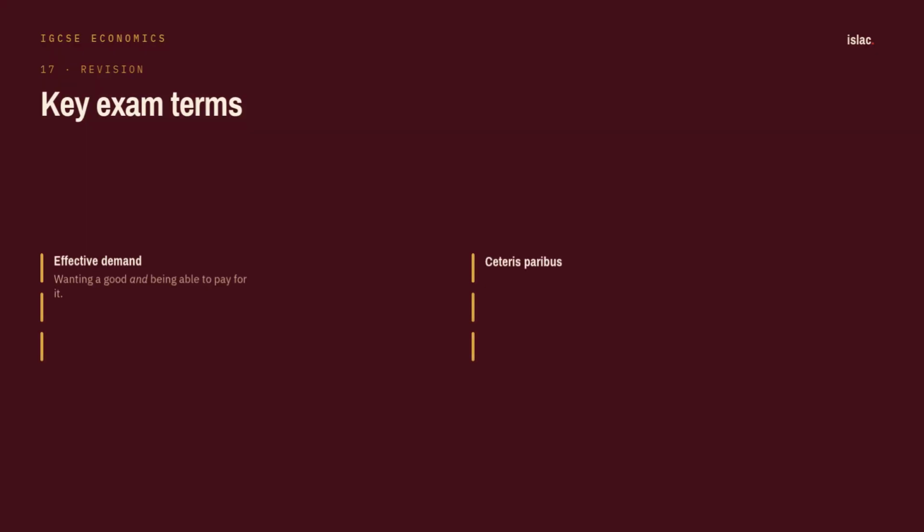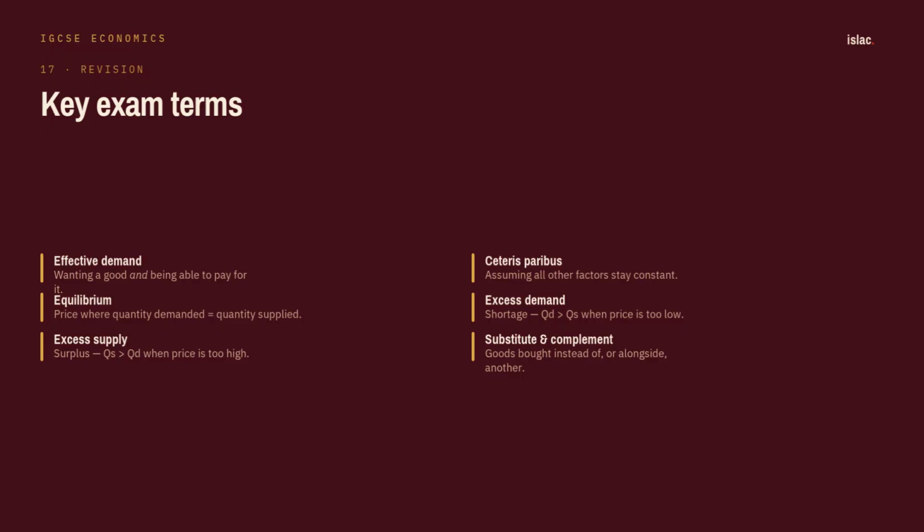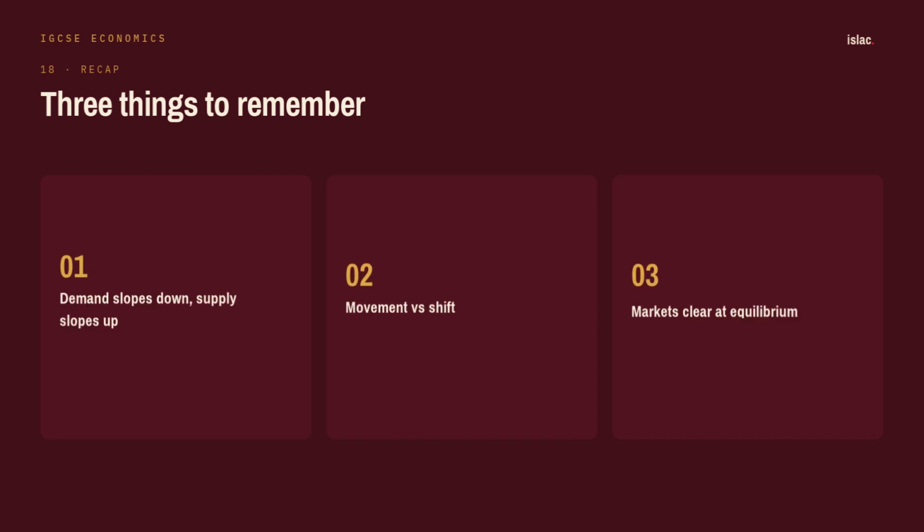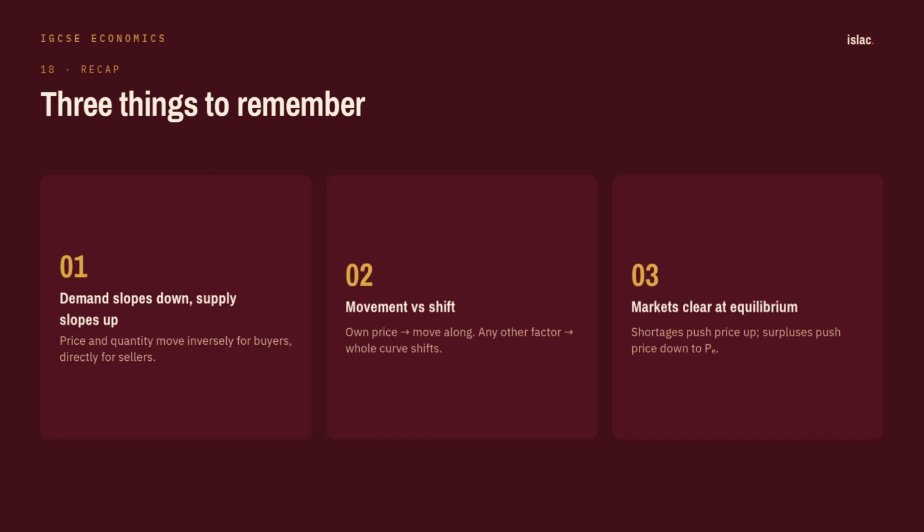These are the key command terms for the exam. Learn the precise wording carefully, because marks are awarded for accurate, textbook definitions, not rough paraphrases. Let's recap the 3 big ideas: the slopes of the curves, the difference between a movement and a shift, and how markets clear at equilibrium.